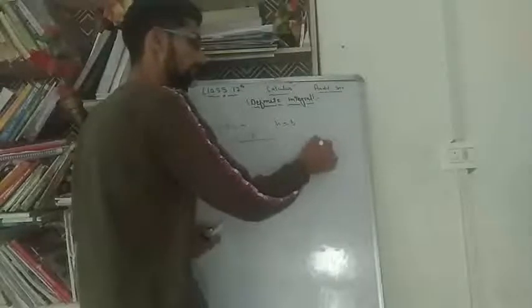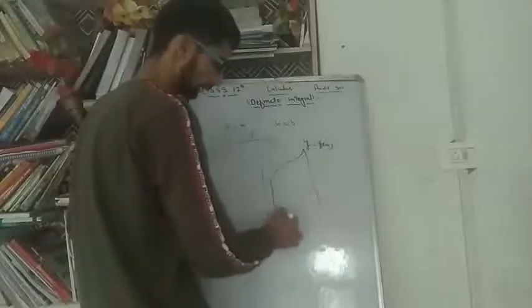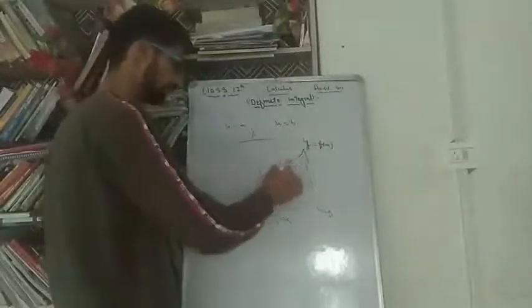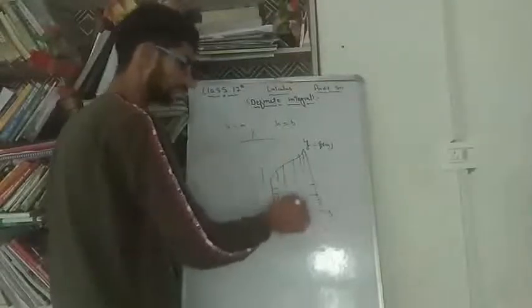This definite integral: if we have y is equal to f of x, and this is our y axis and this is our x axis, these are our bounds, x is equal to a and x is equal to b. The area under this curve y is equal to f of x, the area enclosed by x is equal to b and x is equal to a, and the x axis.